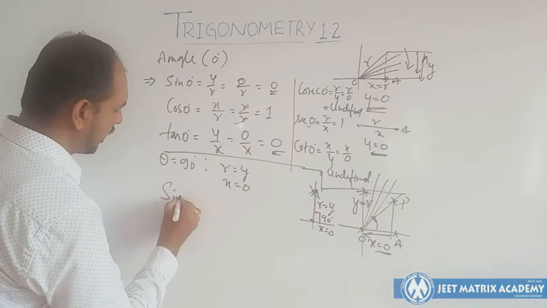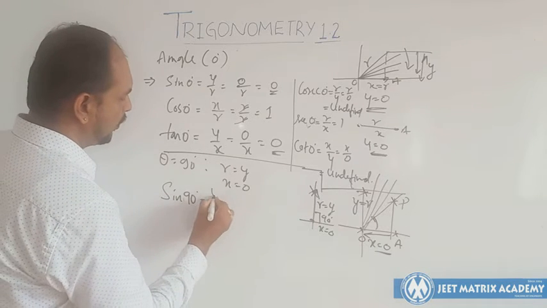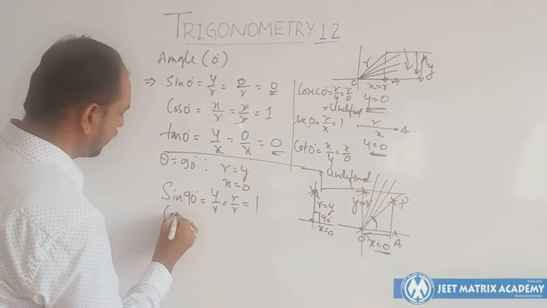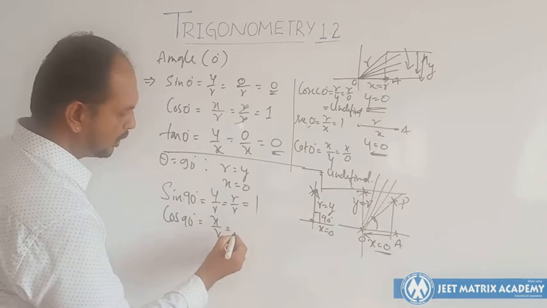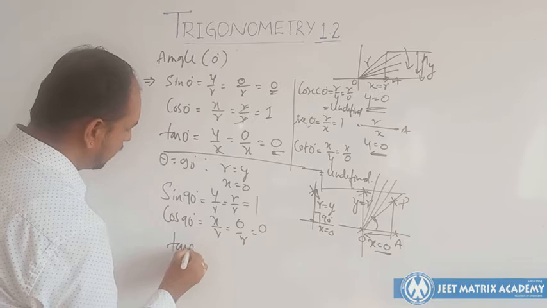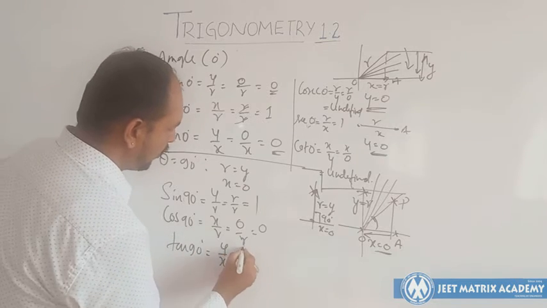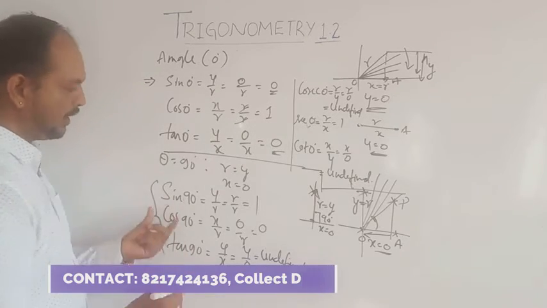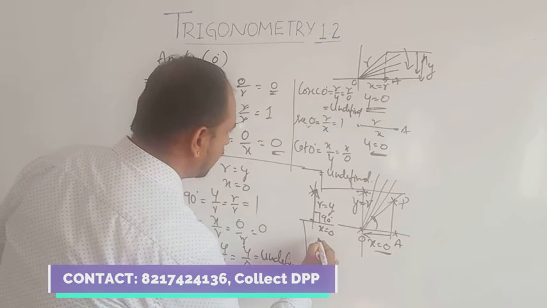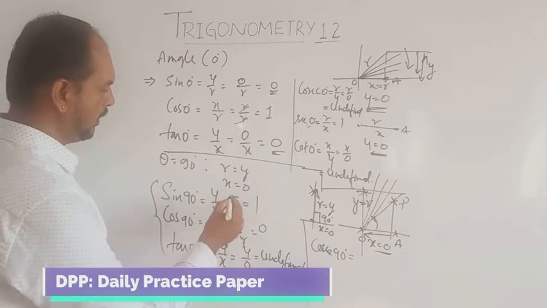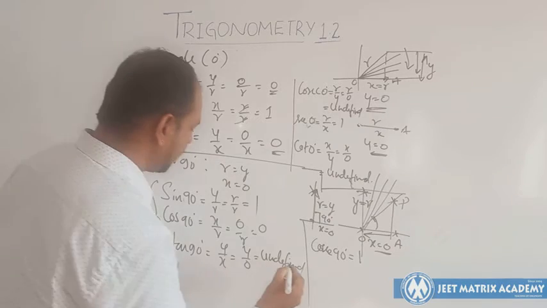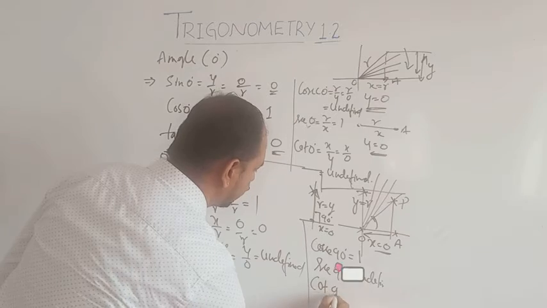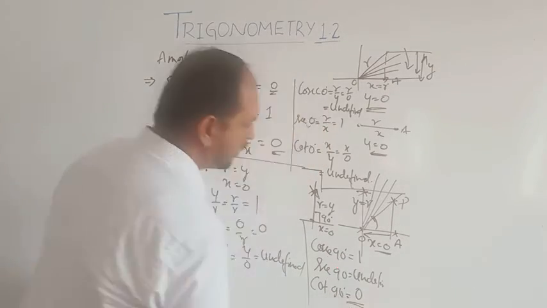Now find the standard. Sin 90 equal to y by r. What is y? r by r equal to 1. Sin 90 is 1. Similarly, cos 90 is x by r, x equal to 0, so 0 by r is 0. Similarly, tan 90 is y by x, so y by 0 is undefined. Hope you are getting what I am writing. Similarly, if these three are known, the other three are inverses, so cosec 90 is 1, sec 90 is undefined, cot 90 is 0 by y, which is 0.